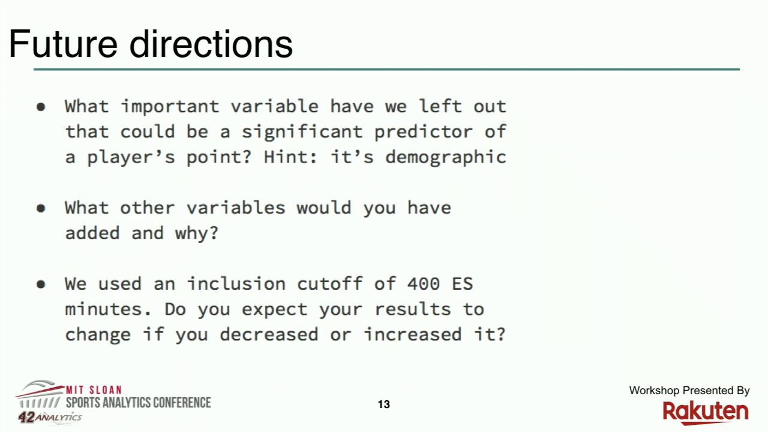And future directions. So our models were very, very simple. You want to start thinking about what important variables we have left out. Could we have used rate statistics instead of just points, things like that. And we also haven't used one significant predictor of a player's points, which is age. And that's obviously a big one too.